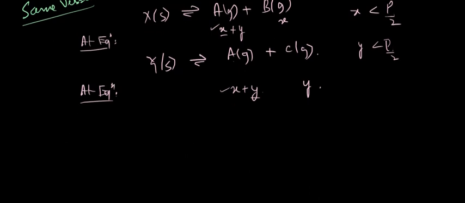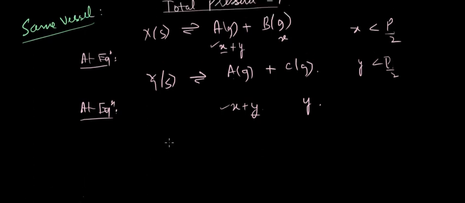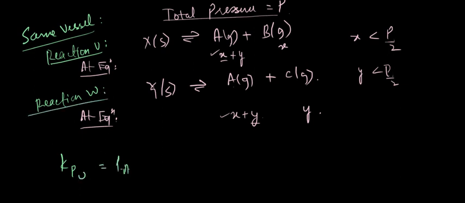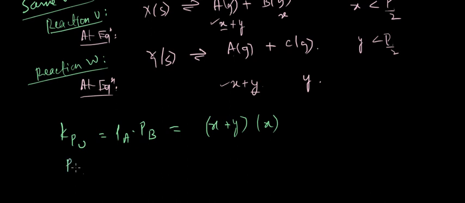So as we know that Kp1 was, let me write it here, let's define Kp for, let's say, this was reaction U and this was reaction W. Kpu would be the partial pressure of A into the partial pressure of B, which would be equal to X plus Y times X. And Kp of W is the partial pressure of A into the partial pressure of C, which would be nothing but X plus Y times Y.